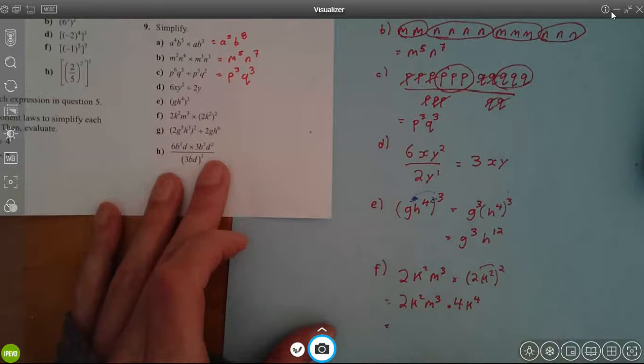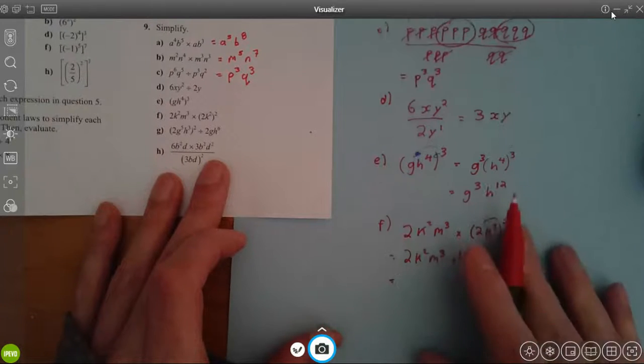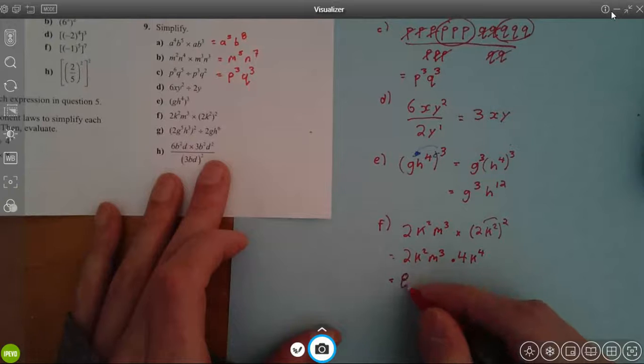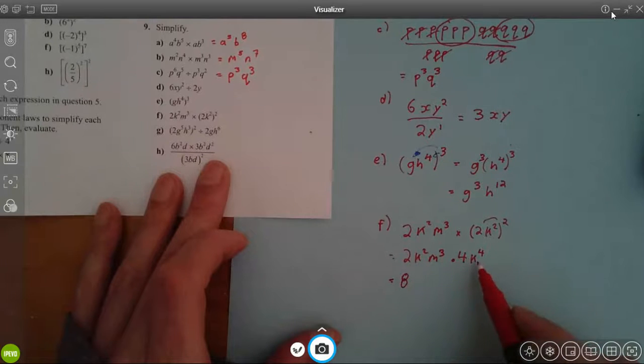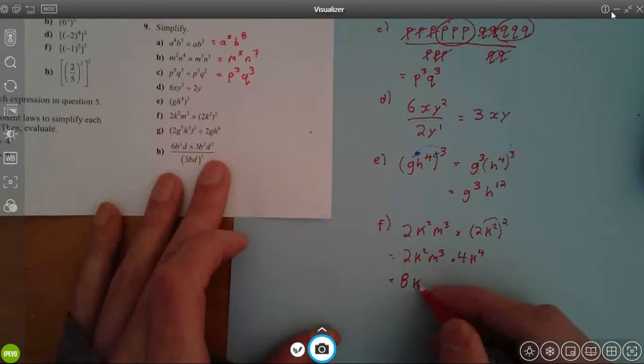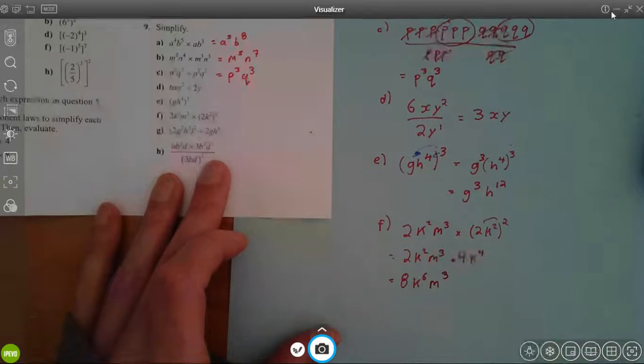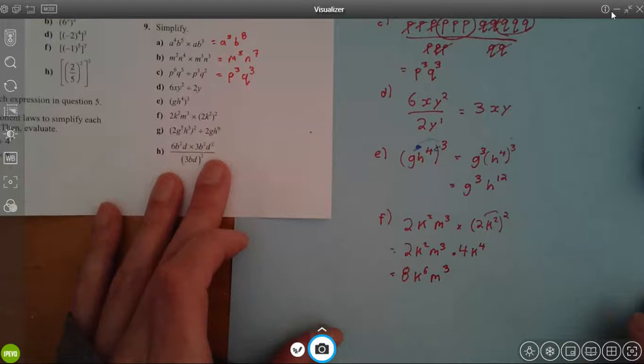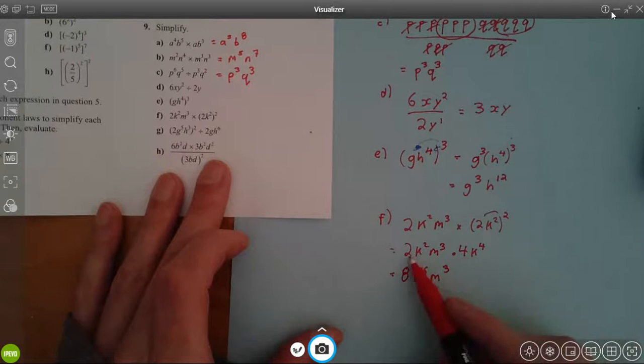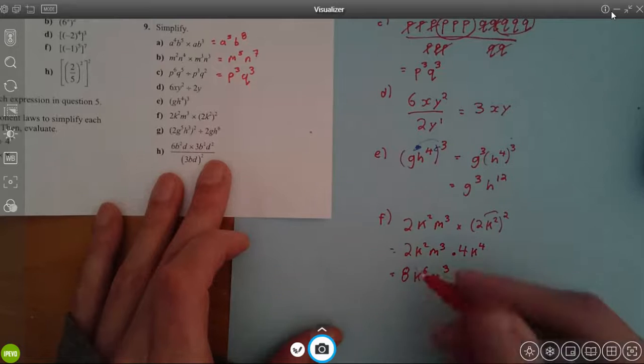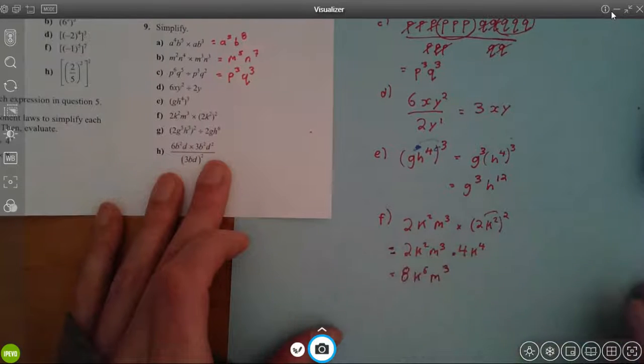Now I'm multiplying everything together, so let's do the coefficients first. 2 times 4 is 8. K squared times k to the 4, I just add the exponents, is k to the 6, and then I've got m cubed. So just remember, people sometimes get a little bit caught up. When I'm multiplying or dividing coefficients, I'm just using my normal multiplication and division of integers. I'm not worrying about the exponent rules.